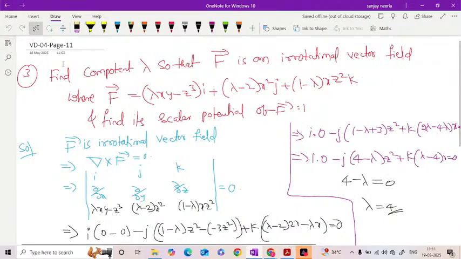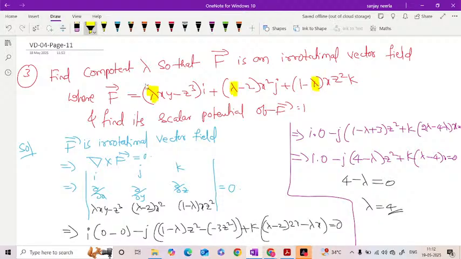Now the third problem. Here the third problem is a little bit of an indirect problem. Find the component lambda of the vector f, which is an irrotational vector field. This is the vector point function, but in the vector point function there is an unknown. So lambda is unknown. First of all, find this component. That means first we have to assume the curl of the vector is 0, and from that find the lambda value. In this one we are getting lambda equal to 4.